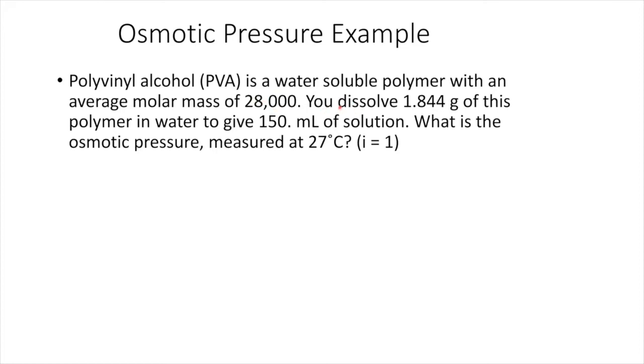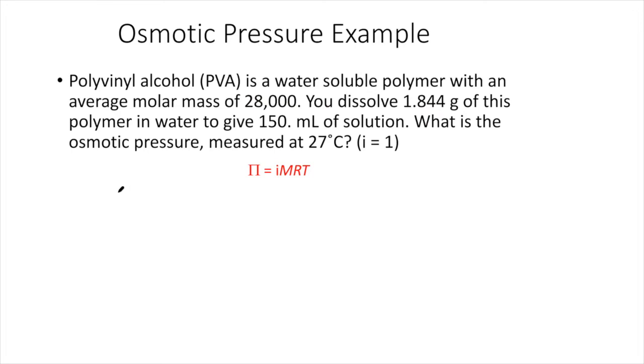Let's say you dissolve this much of it in water, 150 mL to be exact. What you want to calculate is the osmotic pressure at 27 degrees Celsius. And we're again going to assume that the van 't Hoff factor is equal to 1. Remember, this equation is given to you on your equation sheet. You just need to know where to find it, how to use it, and when to use it. So let's do the calculation here.